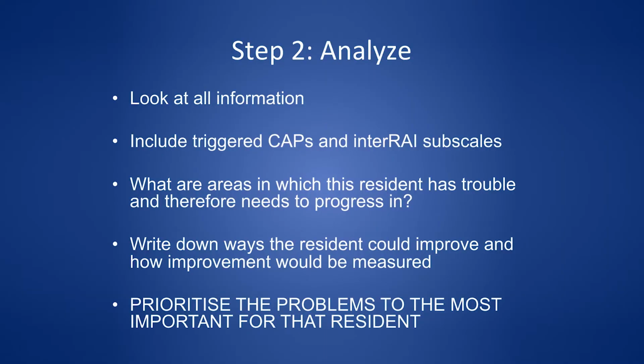So again, it's not just recording the data, and this is basic stuff, but I think somehow this is the part that gets missed sometimes: how do we critically think about that data and put it into action? So where are the areas that the resident has trouble and therefore needs to progress, write down the ways the resident could improve, and how that improvement could be measured. That's the most important thing. How would I know it got better?